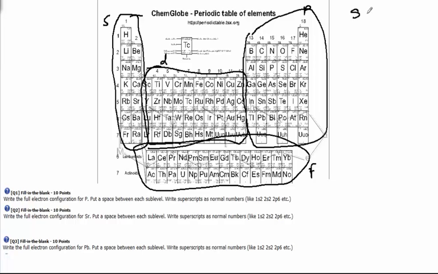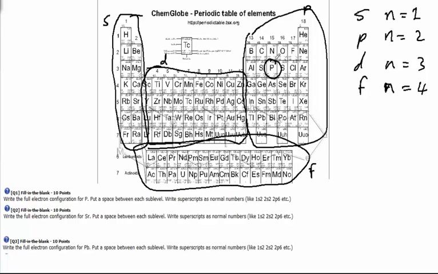Now I think a good tip is to say that S will always start at n equals 1. The P's will start at n equals 2. The D's will start at n equals 3, and the F will start at n equals 4. And you'll see what I mean by this in a minute. So we're going to start out with phosphorus.